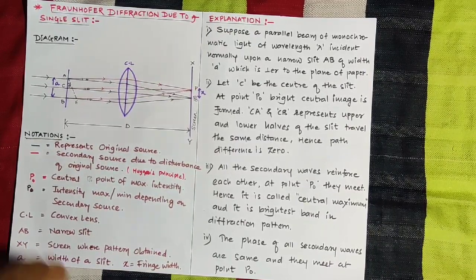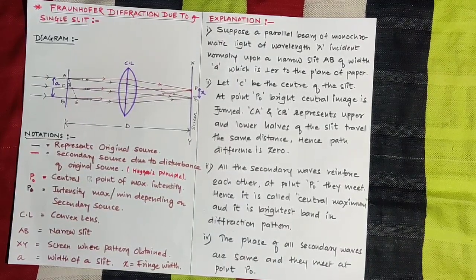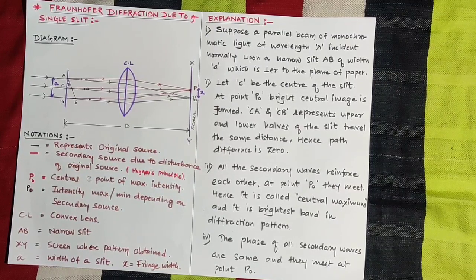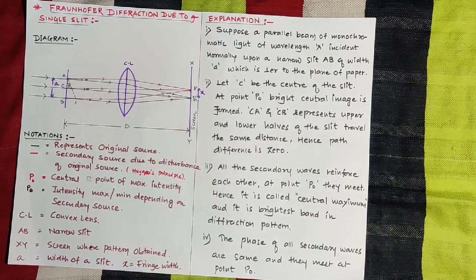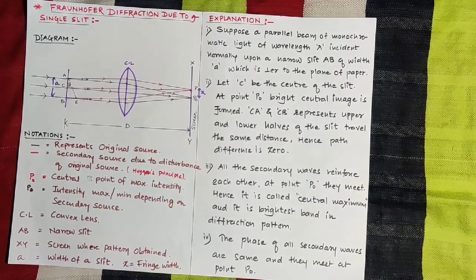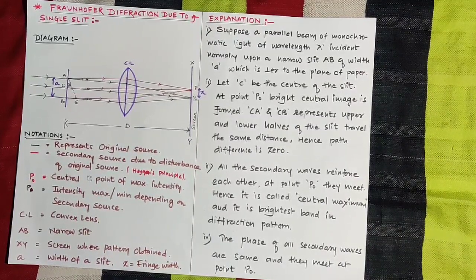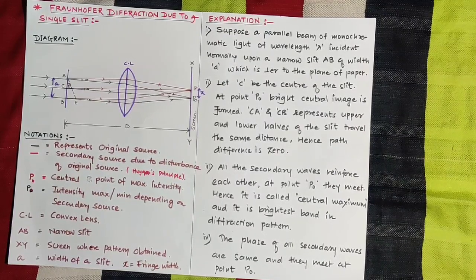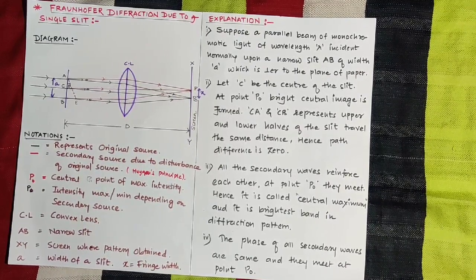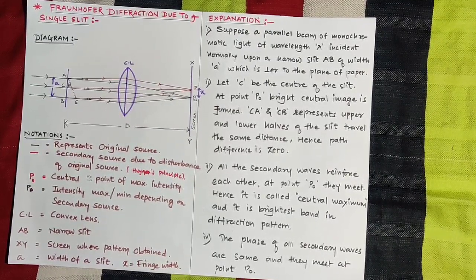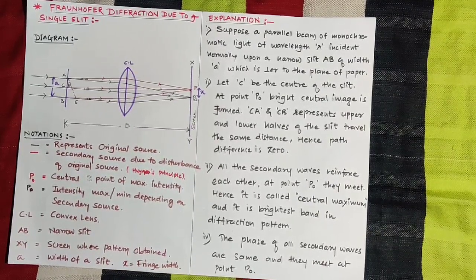And the fourth point is the phase. The phase of all secondary waves is the same and they meet at point P0. Whatever light passes through the narrow slit and then through the convex lens, when it meets at a single particular point, that point is called the central maximum. Whenever we consider the central maximum, everything has maximum value, but here we have considered light, that's why here we use only one term, intensity.